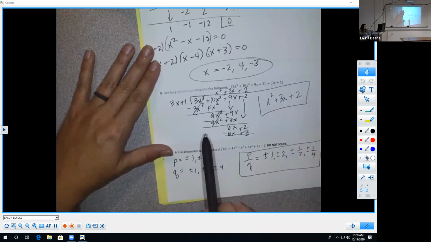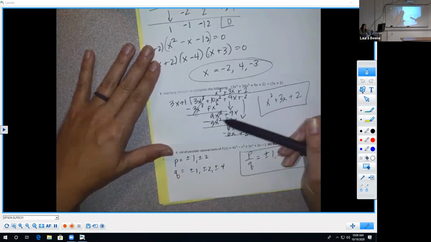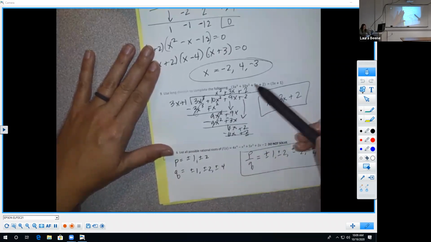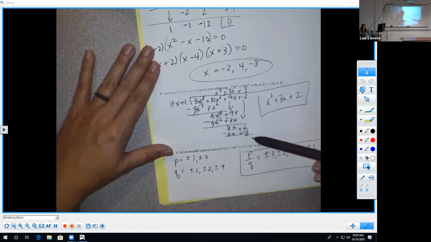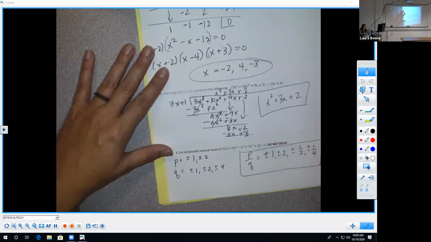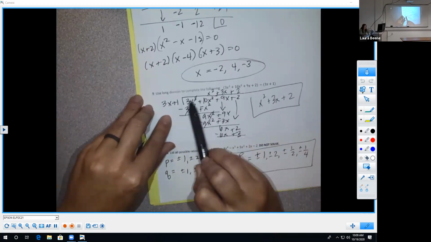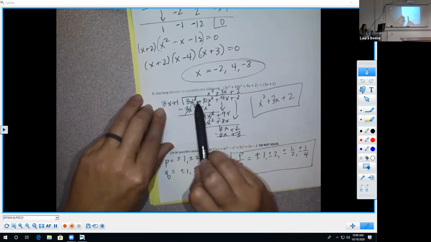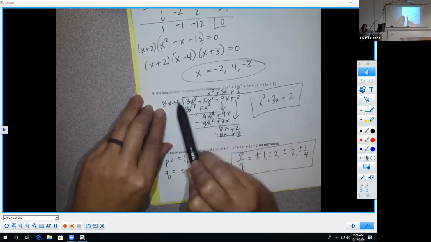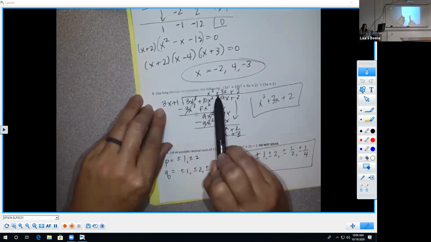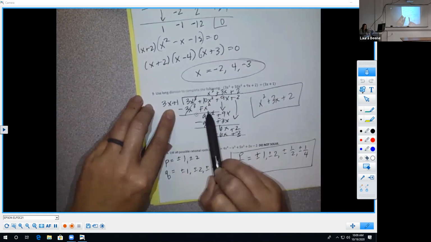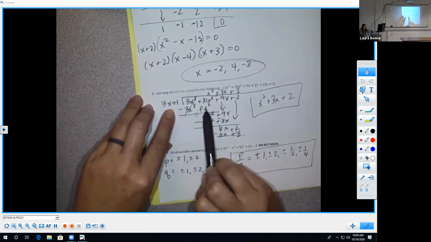Some of the mistakes I saw, well, some people I just saw an answer here and a bunch of work that didn't really match up. Like you figured out what the answer was and you just scribbled some stuff on there. The biggest mistake I saw is, remember you write it up, how many times does 3x go into 3x cubed? It goes in x squared times. And so you do x squared times 3x to get 3x cubed, x squared times 1 to get x squared. And then you have to change both of your signs.